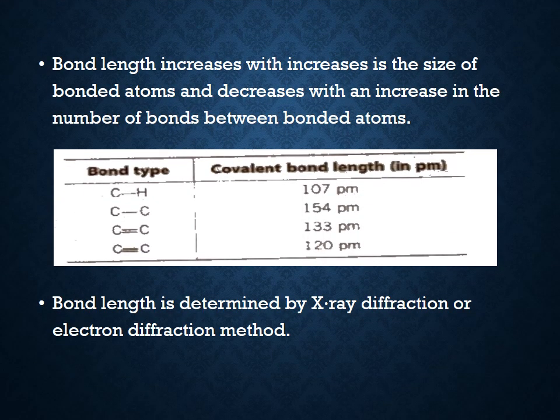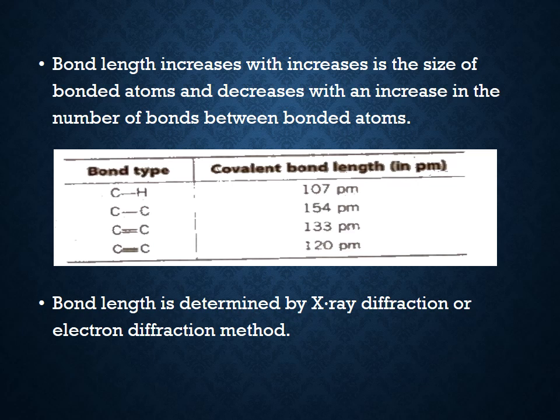Bond length increases with the increase in the size of bonded atoms and decreases with an increase in the number of bonds between bonded atoms. Let's see the table given here. The bond length of C-H is 107 picometer. Carbon single bond carbon is 154 picometer because the size of carbon is higher than hydrogen.